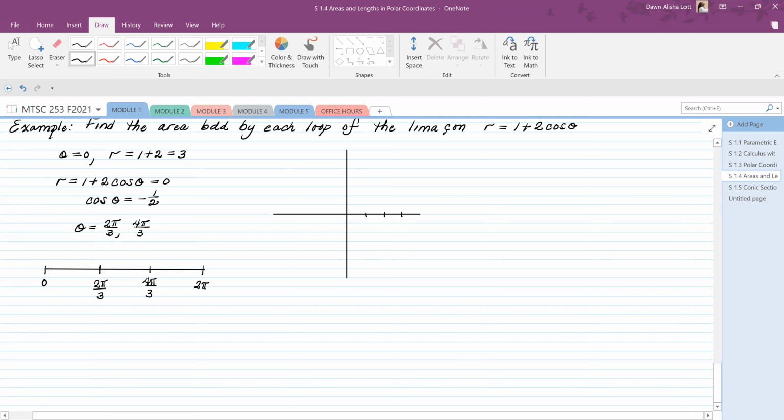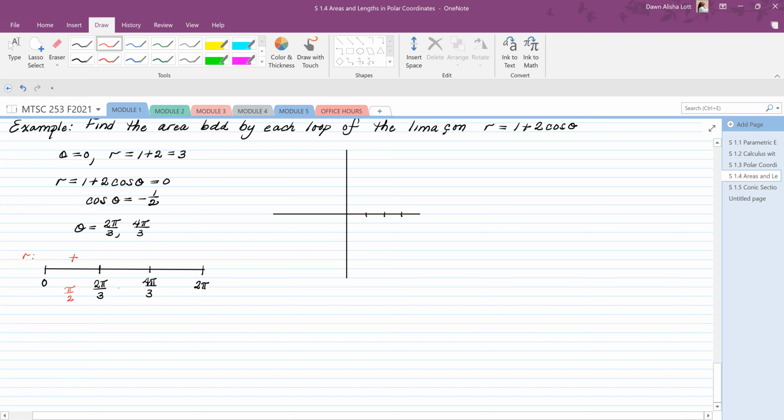between 0 and 2 pi over 3, so let's choose theta equal to maybe pi over 2. So if I choose theta equal to pi over 2, I get r is equal to 1 plus 2 times the cosine of pi over 2, which is 1. So I see r is positive here. So this is r. So r is positive there.